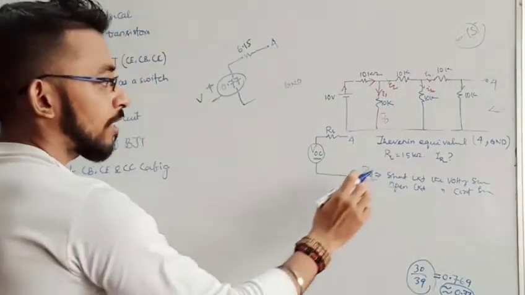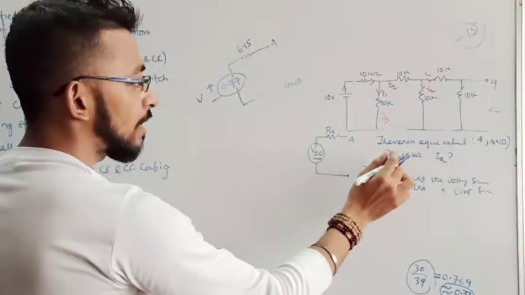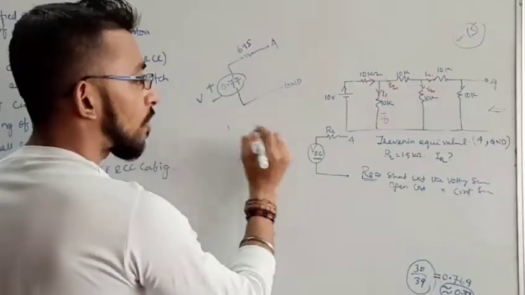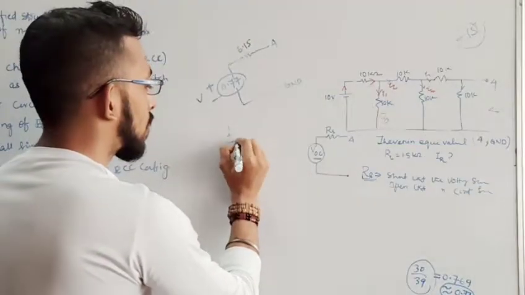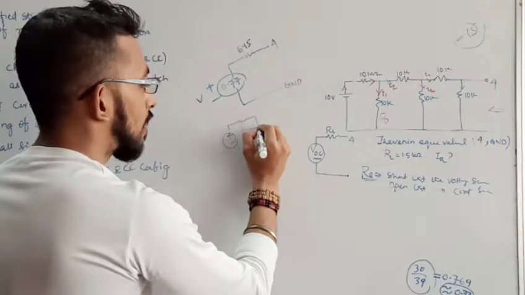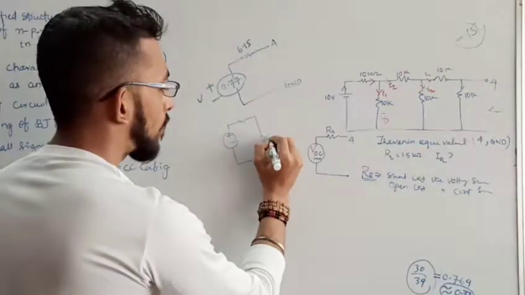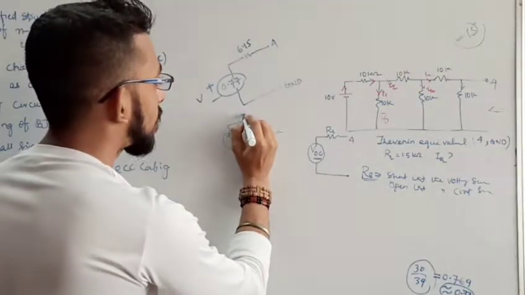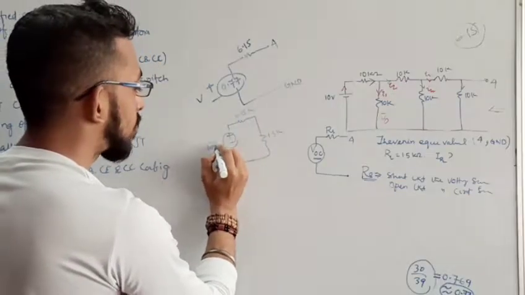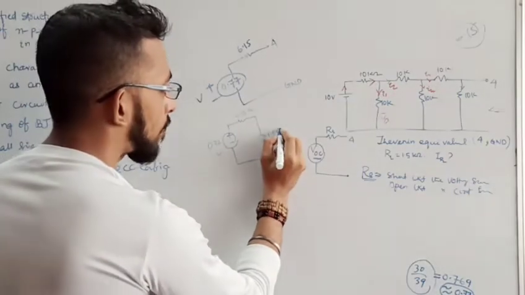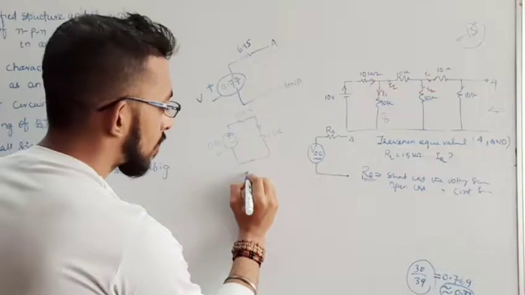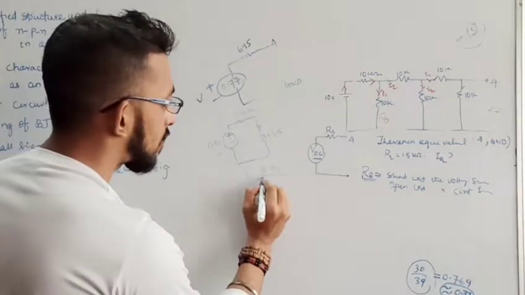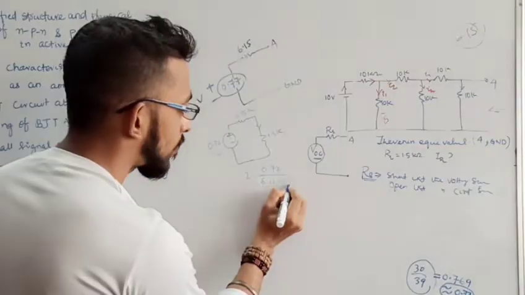Now in the second part it is asked, if a load of 1.5 kilo ohm is connected between 4 and ground, then what will be the current across that load? So a load of 1.5 kilo ohm is connected. Before it was 6.15 kilo ohm, and this voltage was 0.77 volt. Now it is 1.5 kilo ohm. So what is the current? The current is 0.77 divided by the sum of this resistance, 6.15 plus 1.5.